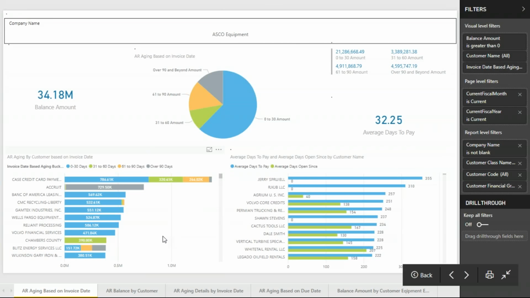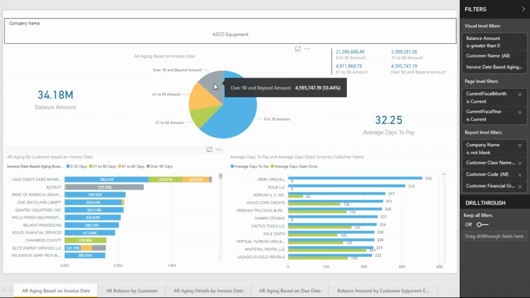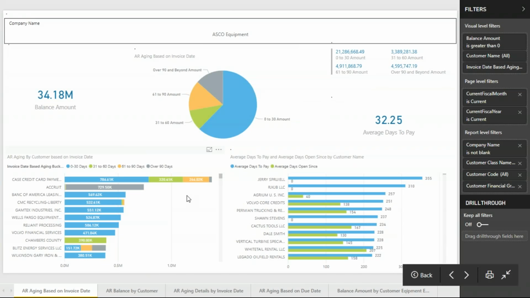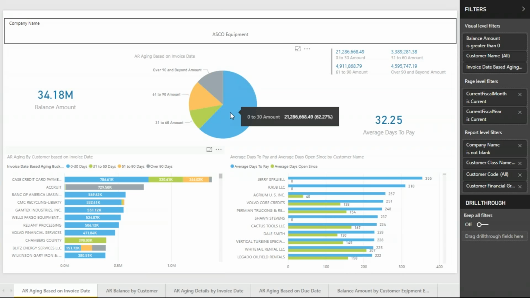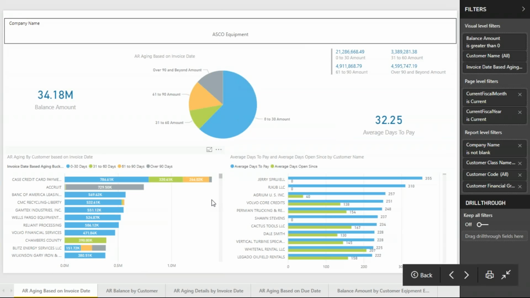Wow. Okay. So this is essentially giving you what your total balance is and how it distributes across different aging buckets. 62% is between 0 to 30, then 9% between 31 and 60, 14% between 61 and 90, and about 13% is over 90. It's at least 62% within 30, so that's typically a good sign. Our goal is 2% on over 90?